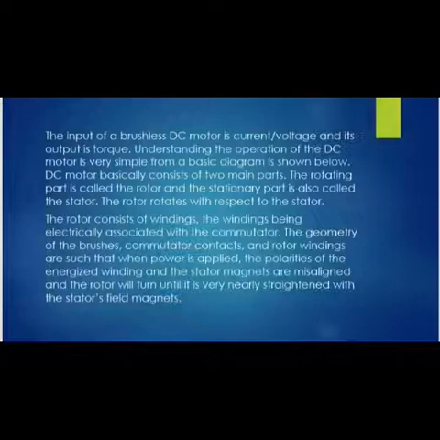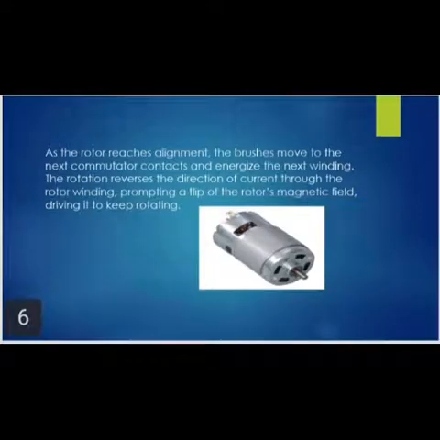A DC motor basically consists of two main parts. The rotating part is called the rotor and the stationary part is called the stator. The rotor rotates with respect to the stator. As the rotor reaches alignment, the brushes move to the next commutator contacts, which energize the next winding. This reverses the direction of the current through the rotor winding, promoting a flip of the rotor's magnetic field, driving it to keep rotating.